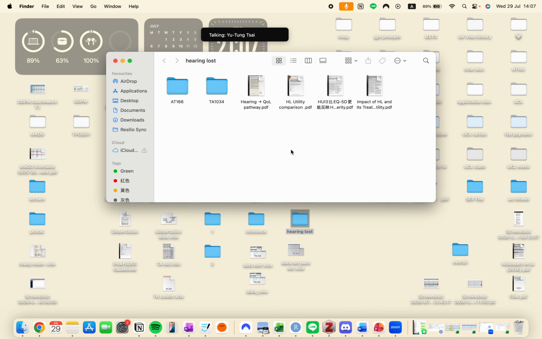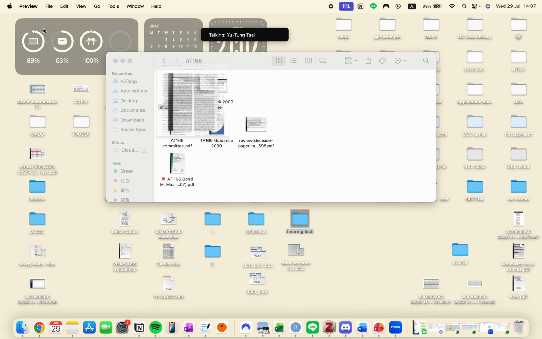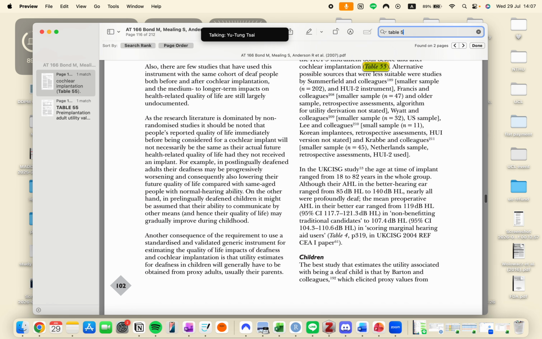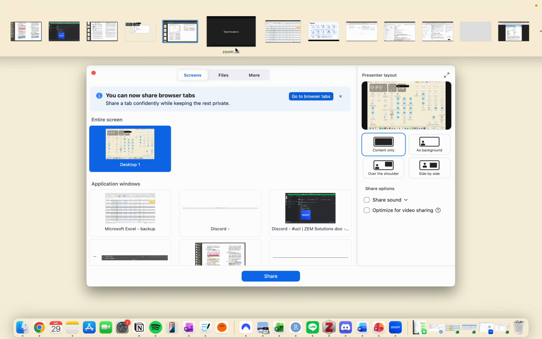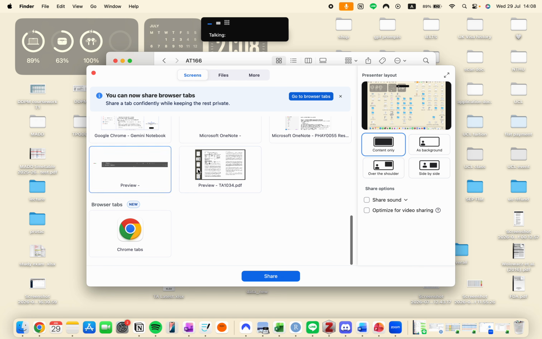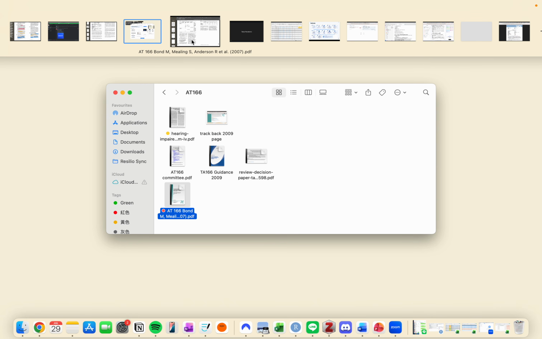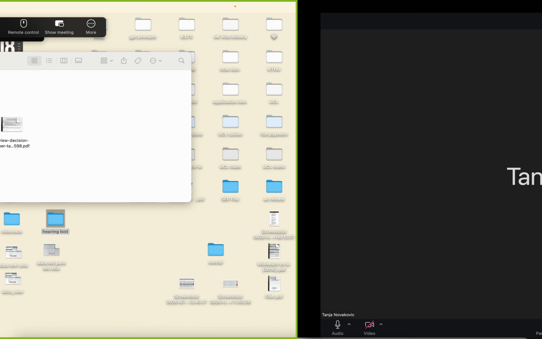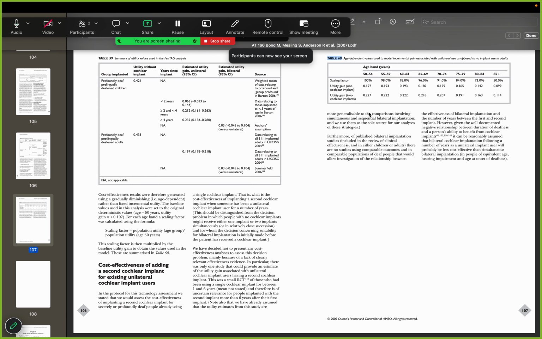Just a minute, sorry. Hearing loss, hearing loss, hearing loss, hearing loss. Table 54. 60. Where's the table? Here. Can you see this one?